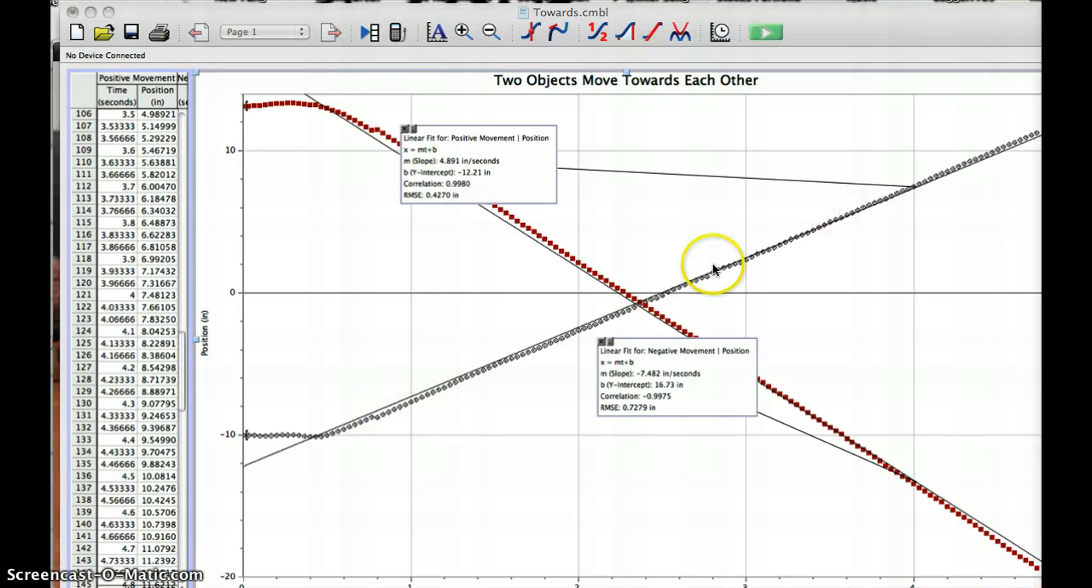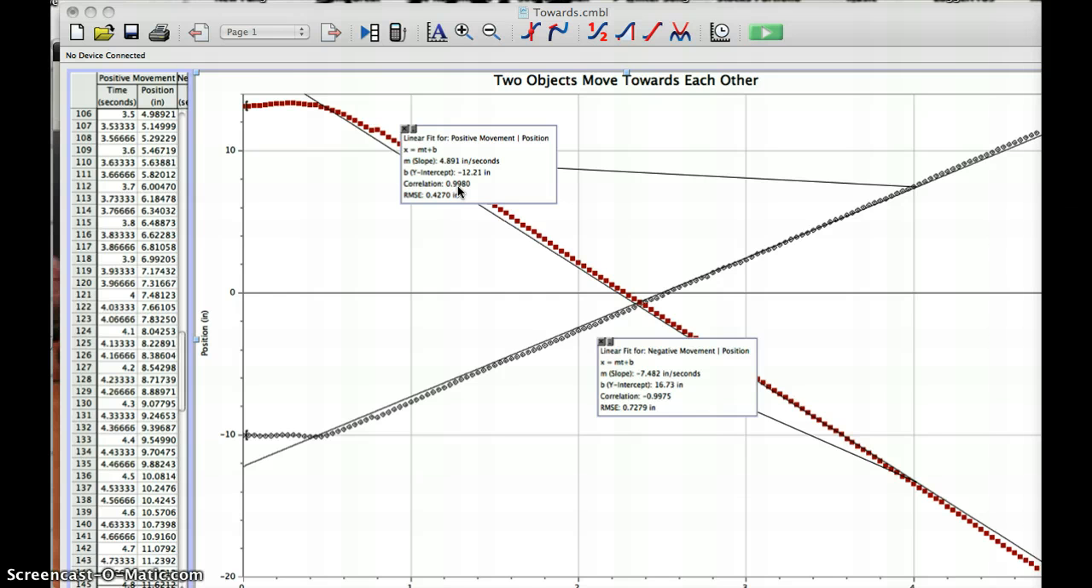So this black line here represents the red BPV, I think was its color, going in the positive direction, and this red line is the blue BPV going in the negative direction. So the equation for both is, once again, position equals time times the slope plus the y-intercept.